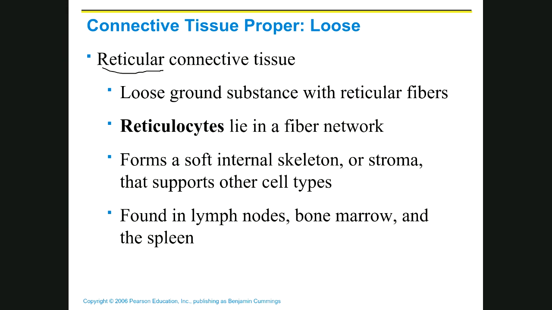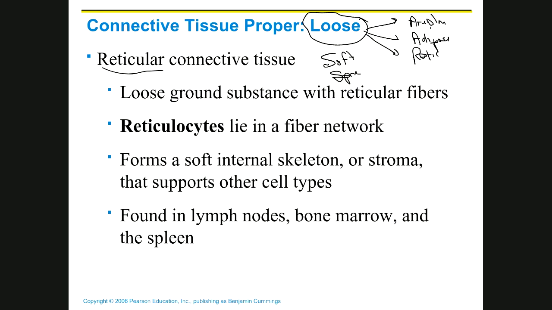So those are the three loose ones. So the three loose ones, remember, are irregular, adipose, and this one, which is reticular. So again, loose. So remember what we said? It was soft and it was spread out and supportive. Make sense?